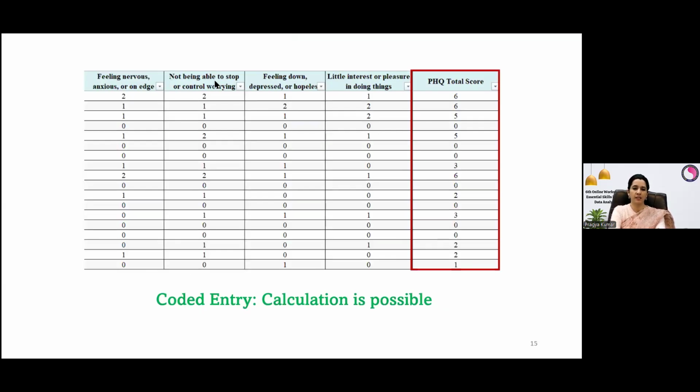This you can see is coded. So now I can add that. I can add 2 plus 2 plus 1 plus 1. So this is 6. Similarly, I can add 1, 1, 2, and 2. This is again 6. So I can add this, and this will give me the total PHQ-4 score, on the basis of which I can classify whether there is depression or no depression.